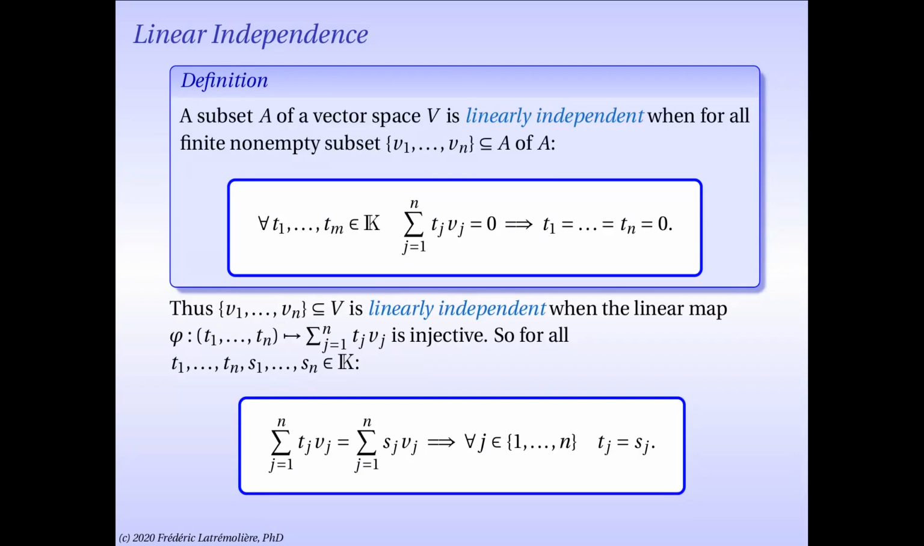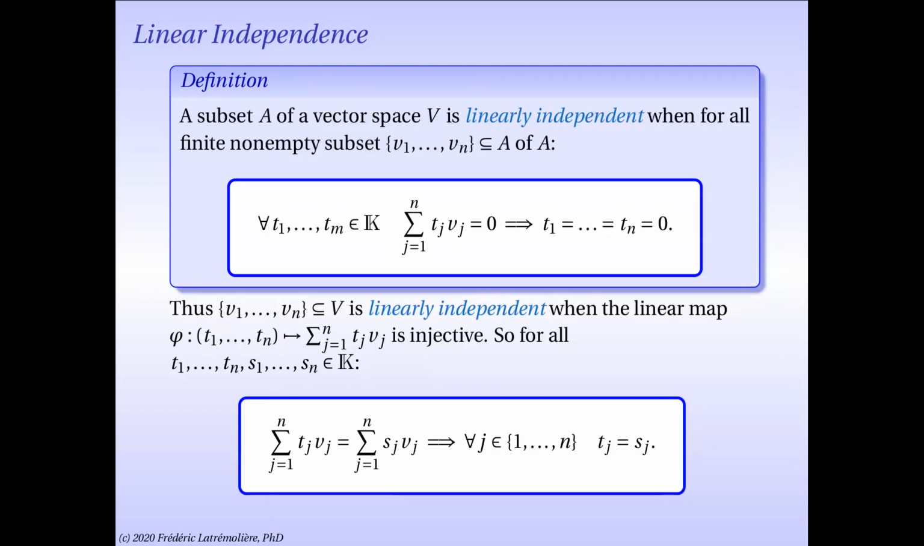So a consequence of that is that the definition in the blue box of linear independence is actually equivalent, in that case, to the statement that if you have two linear combinations of the same vectors v1 to vn, and it happens that v1 to vn is linearly independent, then in fact the coefficients in those two linear combinations must actually be equal.